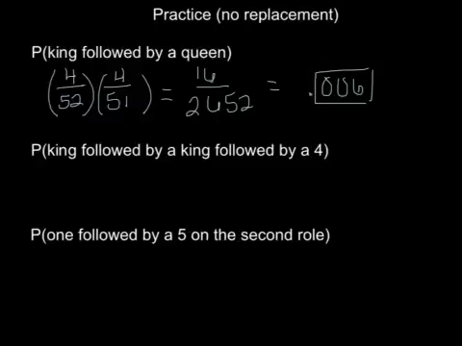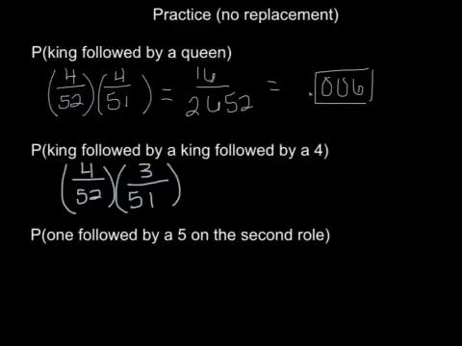The next one, the probability of a king. So again, we're dealing with 4 out of 52, followed by another king. Well, if I don't replace that, the first thing I know is that there's 51, and there's only 3 kings left, followed by a 4. Well, there's 4 4s in the deck, but now there's only 50.